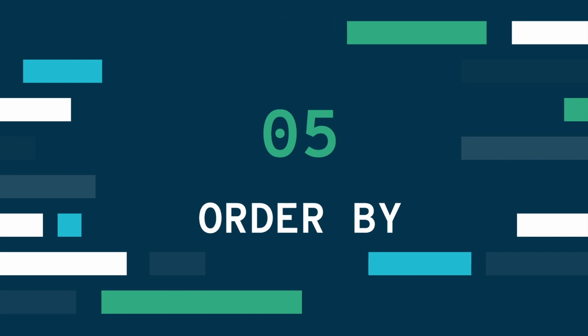Hi and welcome back. This is the fifth video in this SQLite course, and in this video we're going to talk about the ORDER BY keyword, or I guess keywords combined. This allows us to sort the output that we get from querying a database.